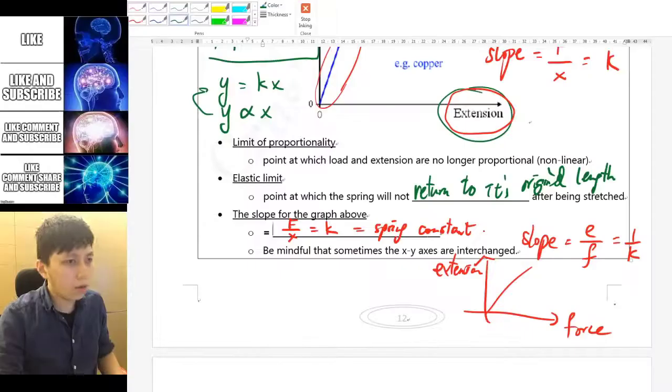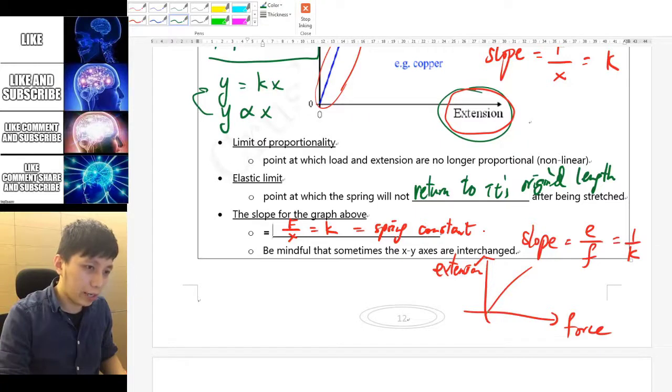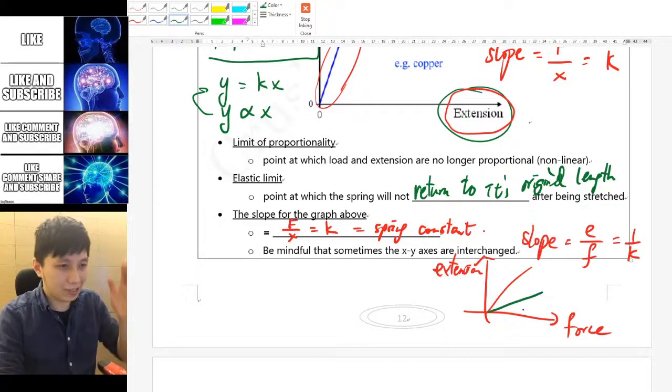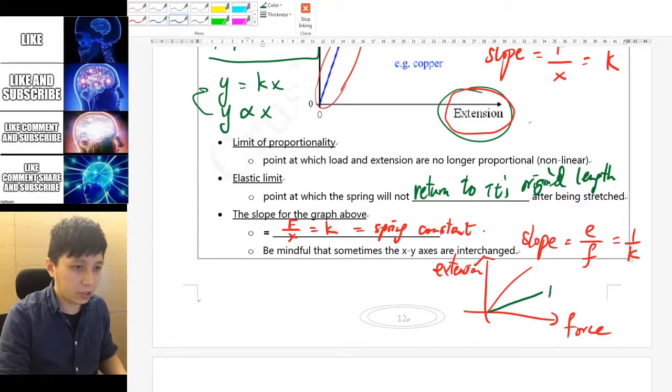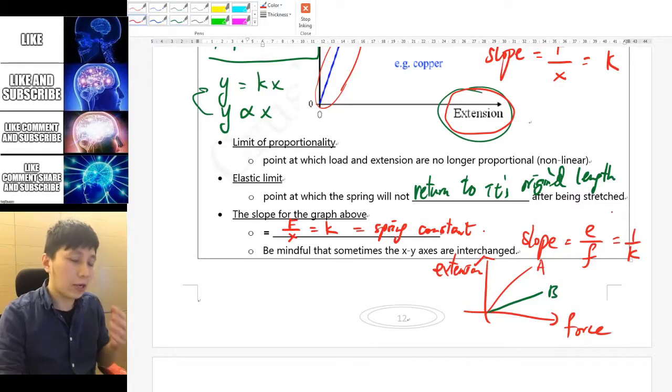Additional question. On top of the graph that I drew here, okay, I assume you also did that, I draw another line like this, okay, which is less steep than this. And let me just call this B and call the first one A. So my question is, which one is easier to extend?